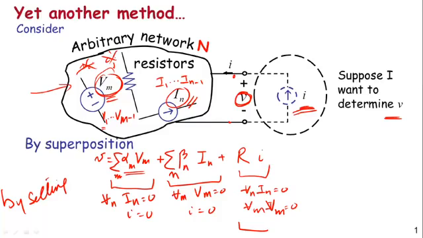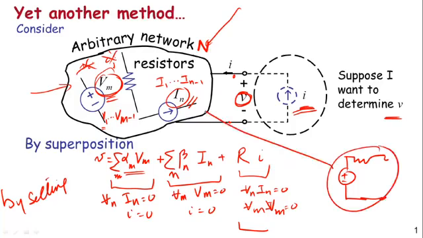To give you a preview of that technique, I'm going to show you a trick that will enable you to replace this network N by something very, very simple. In fact, we're going to be able to replace that entire network by some voltage source and some resistor acting in series. This will replace the entire network N for the purpose of computing the voltage V. Okay, so just think of that as a preview of upcoming attractions.